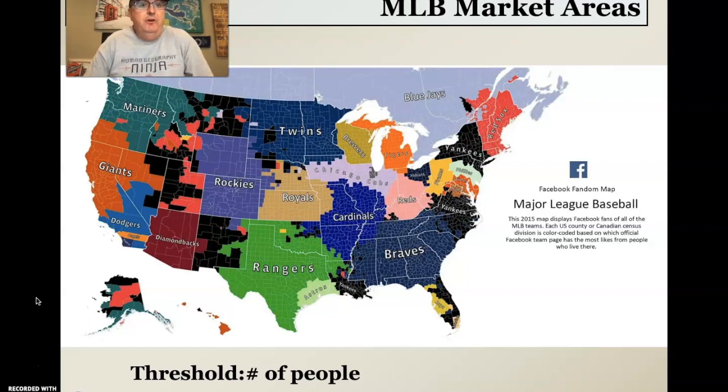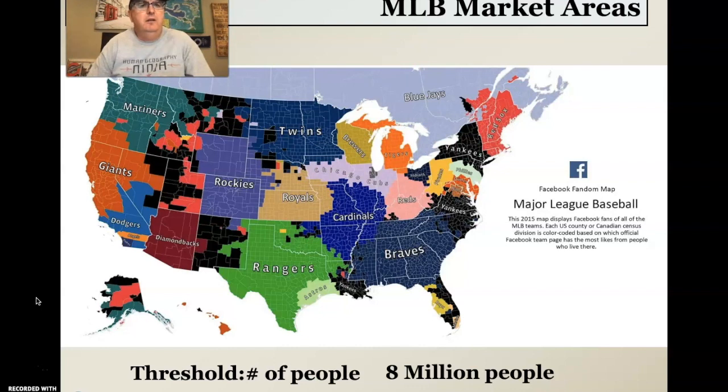What we have here is a map that shows the different market areas of different Major League Baseball teams around the United States. If you look at this, this is an economic problem. How many people does it take to actually support a Major League Baseball team? Can you think of a number? The actual number is around 8 million. We call that a threshold. Threshold is the number of people it takes to support an economic function.